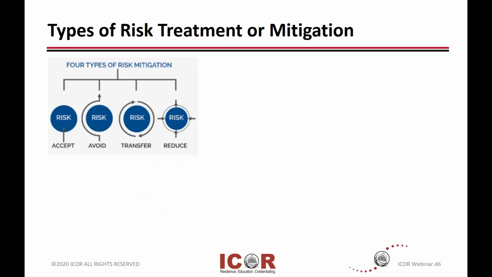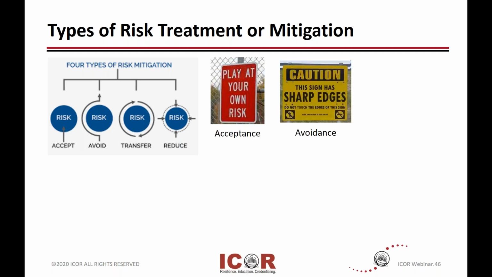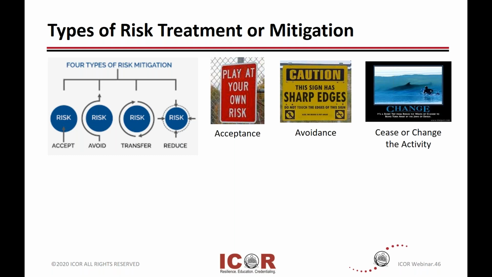There are 4 types of risk treatments or risk mitigation that's generally accepted. The first one is to accept. And so we're just going to keep playing at our own risk. You're going to avoid touching that because it has sharp objects, sharp edges, or we're going to cease or change that activity altogether. It's probably not a good idea. I've used this picture a lot of swimming with the sharks. So if there's things that we can stop doing right now, we're going to do that. We're going to try to avoid getting within 6 feet of people, but we still have to do our work. So at some point, we have to accept some of the risk.